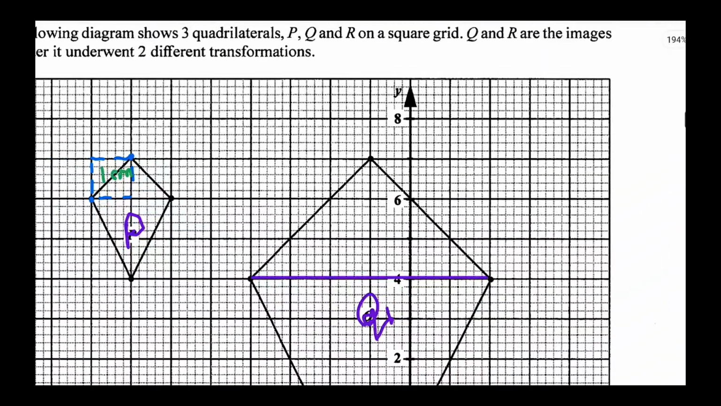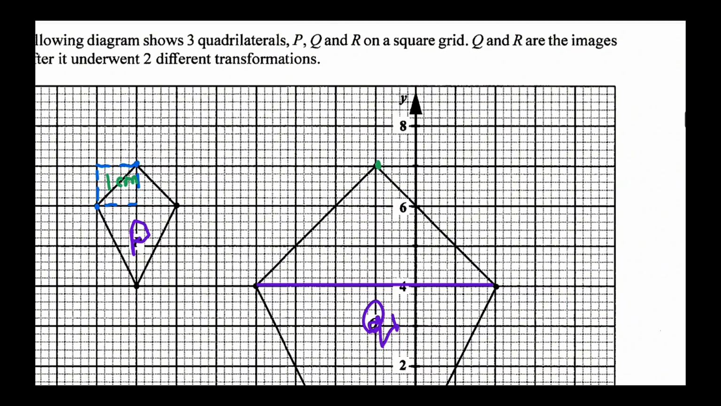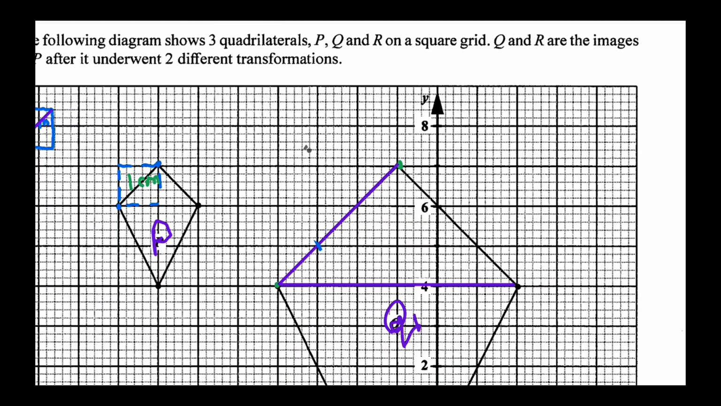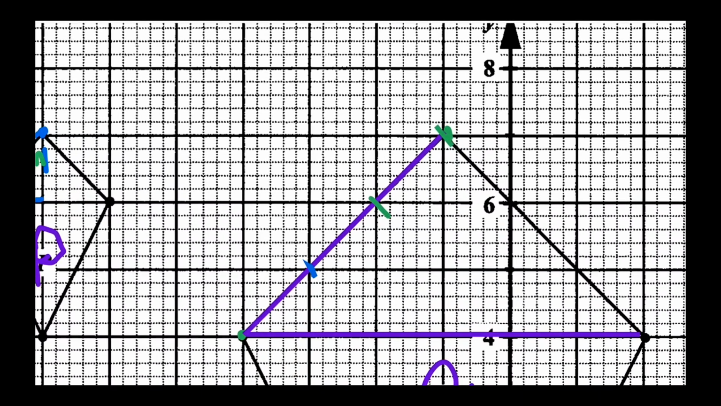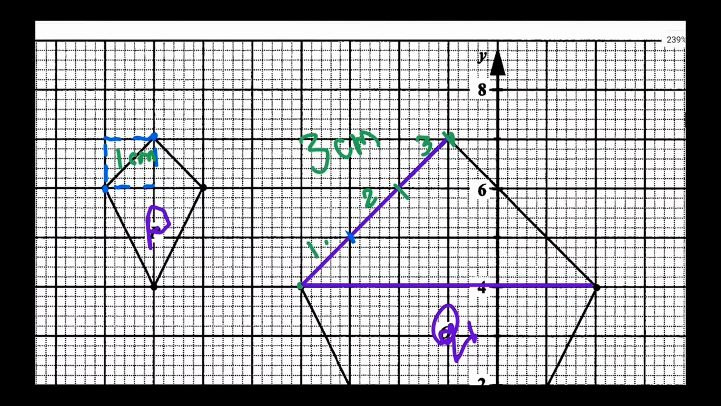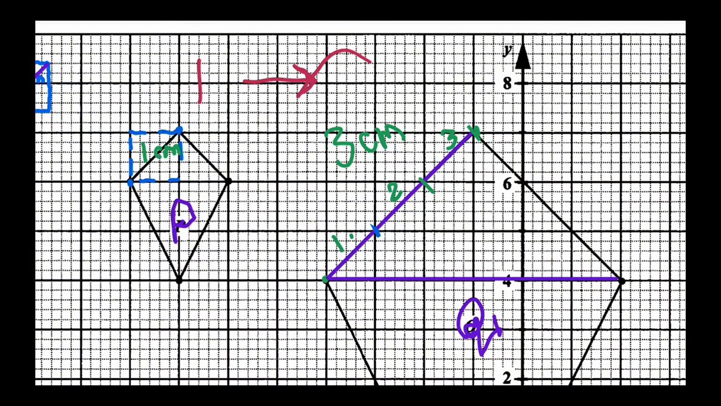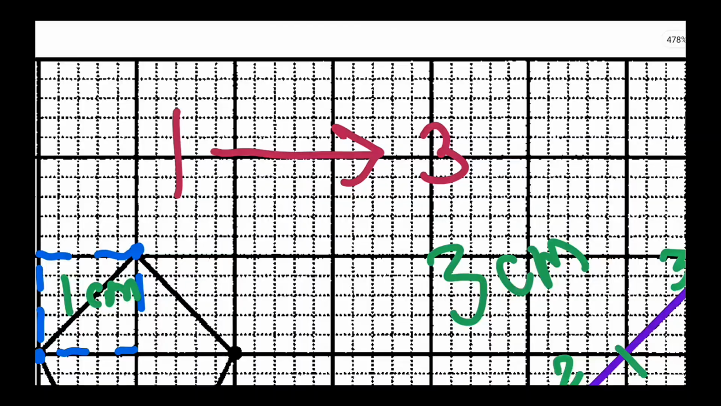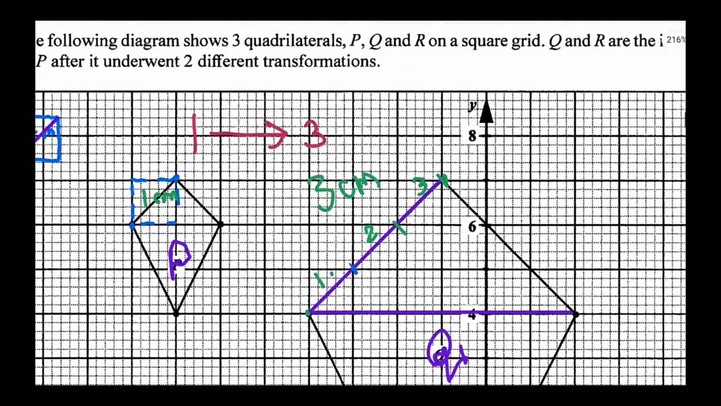Now looking over here, that same point has how many centimeters? Well, let's see. So that will be 1, 2, 3. So 3 centimeters. So we just went from 1 to 3 centimeters. That's the increase in this triangle.